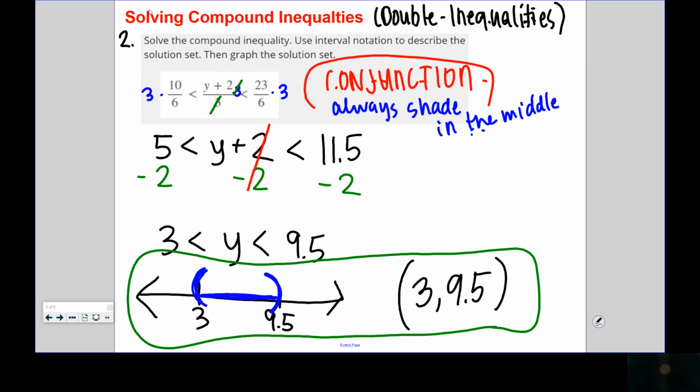So here, 6 and 6 would cancel. You'd be just left with 10 here. How many times does 3 go into 6? 2. So that means you'd have y plus 2 times 2. Notice I put the y plus 2 in parentheses because I know I've got to multiply everything times 2. And then over here, 6 and 6 would cancel. You have 23.